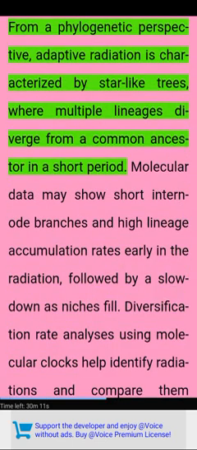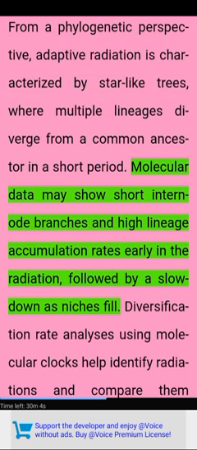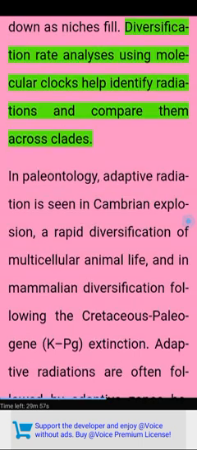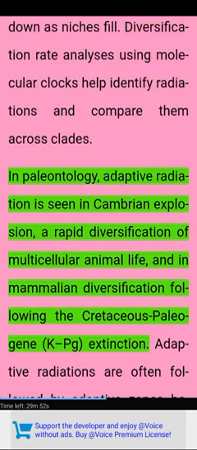From a phylogenetic perspective, adaptive radiation is characterized by star-like trees, where multiple lineages diverge from a common ancestor in a short period. Molecular data may show short internode branches and high lineage accumulation rates early in the radiation, followed by a slowdown as niches fill. Diversification rate analyses using molecular clocks help identify radiations and compare them across clades.